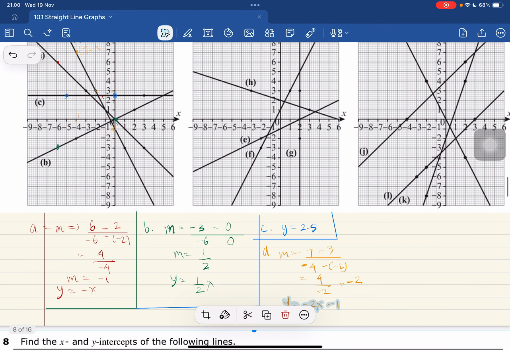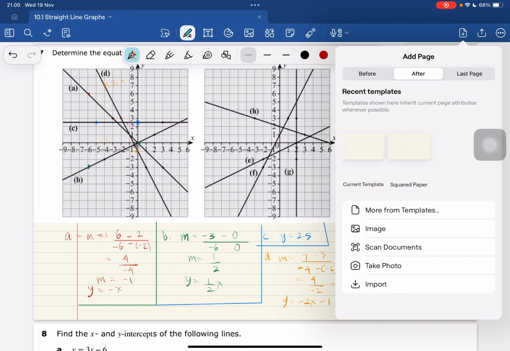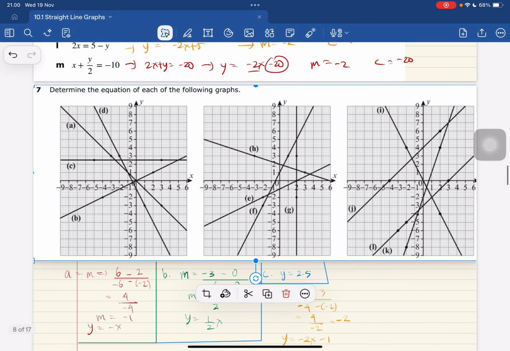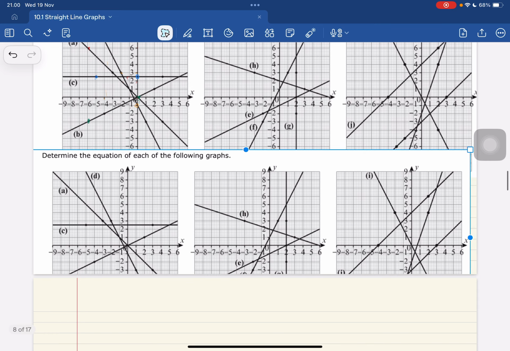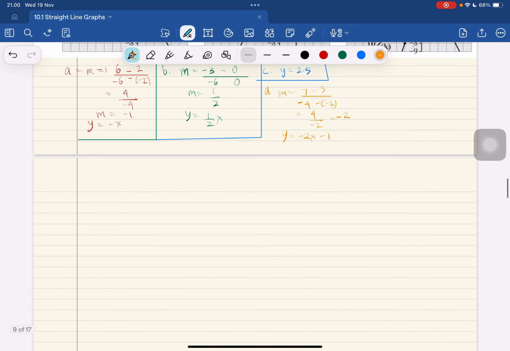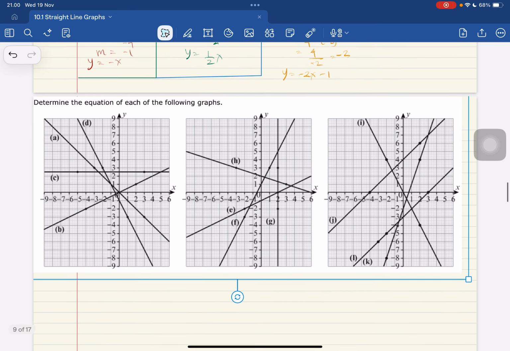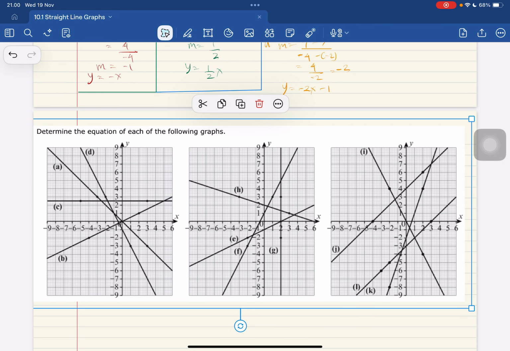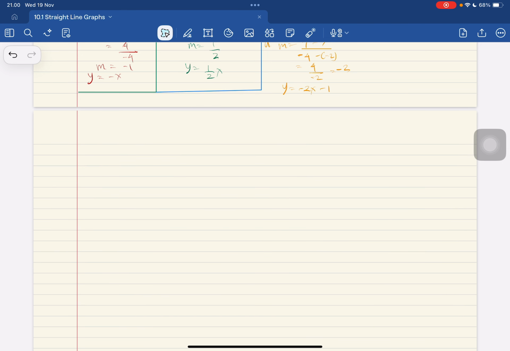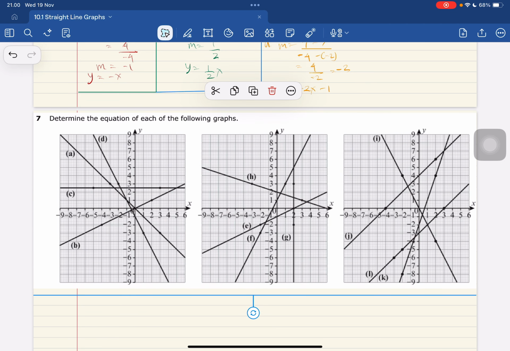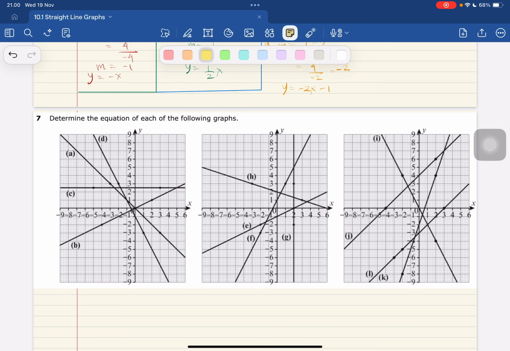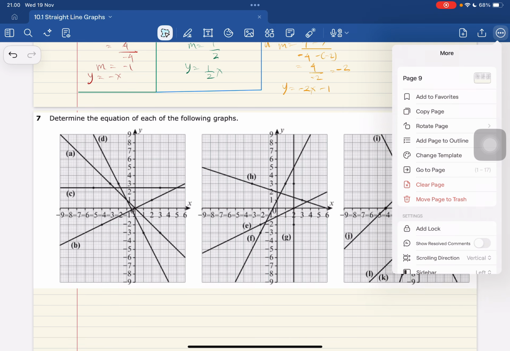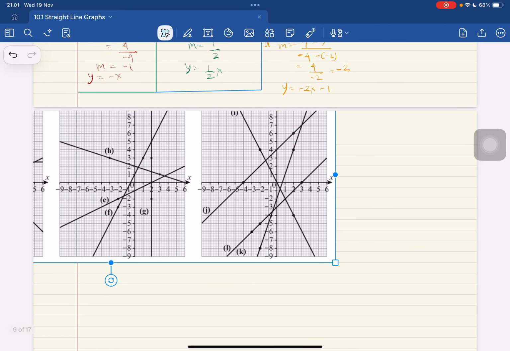Okay, I think we need to make a new page. Okay, and we will copy here. Paste, and okay, there we go. Where is the scroll? Sorry, not. Look at the crop. Okay, just forget it. So let's start with E.